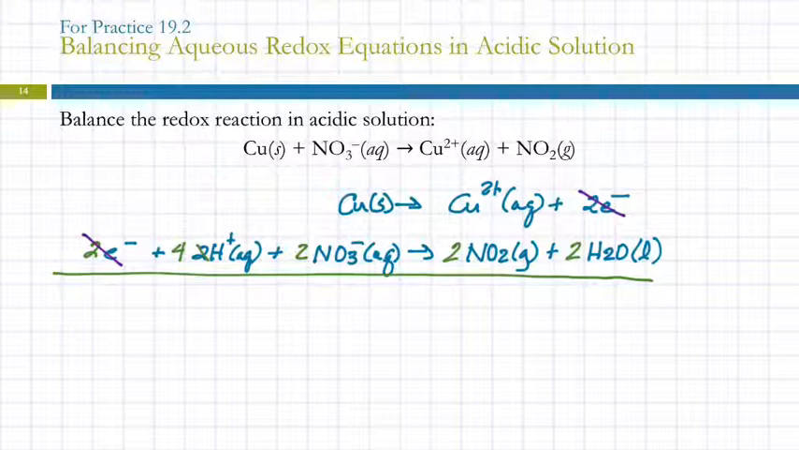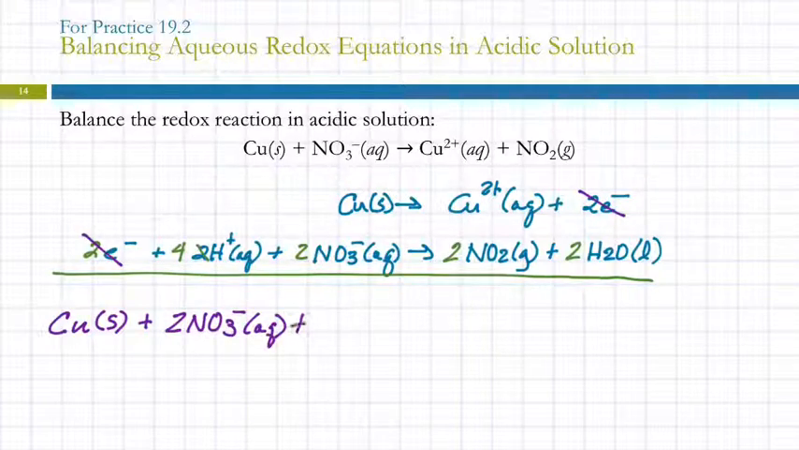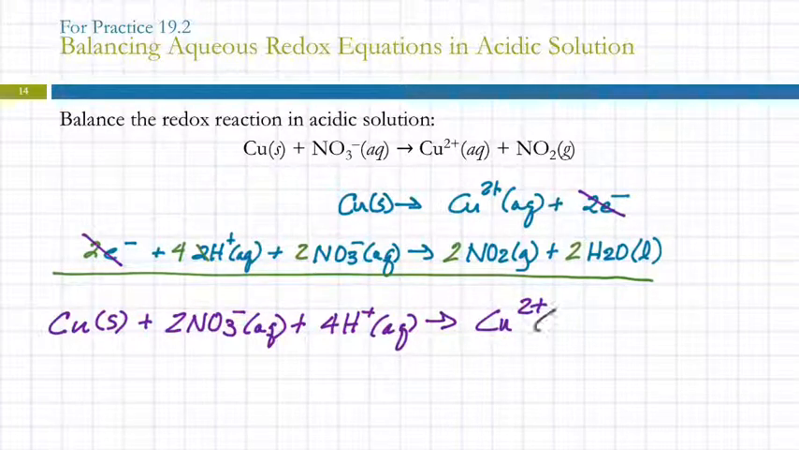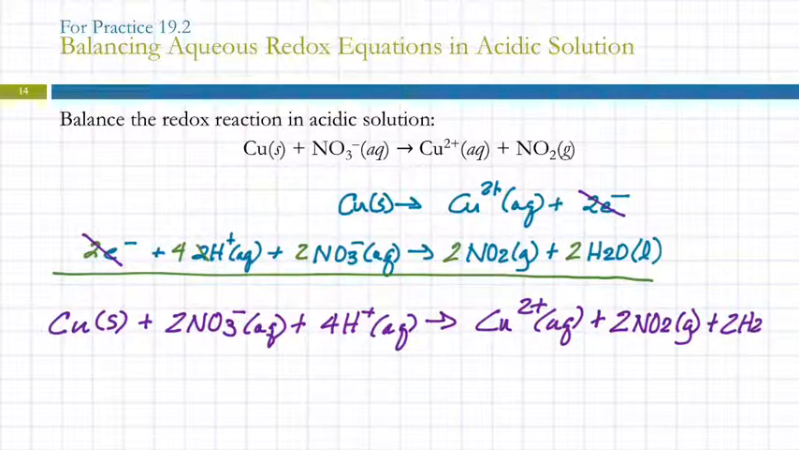There's nothing else that cancels out in this one, but in some of the later ones we'll find out that there's waters and hydrogens and all kinds of other things on both sides. We're starting out with the more simple ones. So copper solid plus 2 nitrate ions plus 4 hydrogen ions is going to give us copper 2 plus, 2 NO2, plus 2 water molecules.